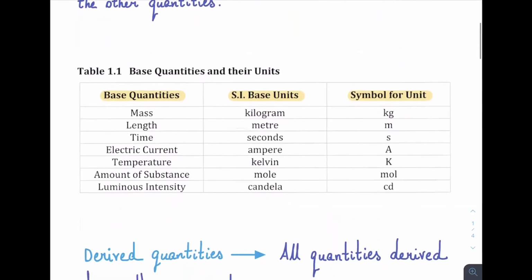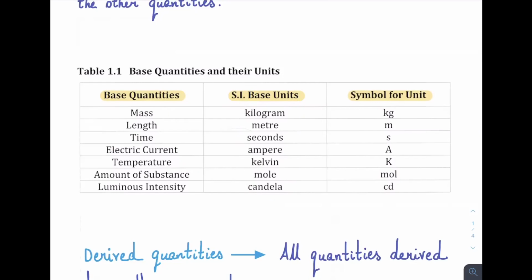We find 7 base quantities, and their respective units are called base units. As shown in this table, these are mass, length, time, electric current, temperature, amount of substance, and luminous intensity. The units are shown according to the so-called SI system, and we are going to stick to the system whenever we work out physics problems.